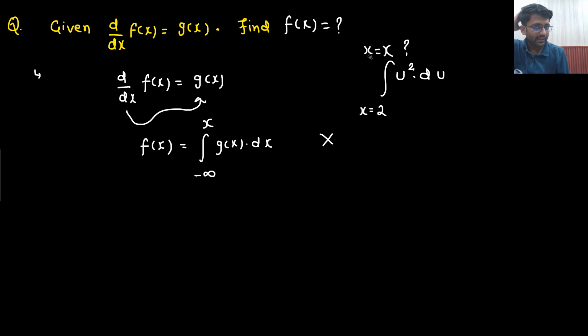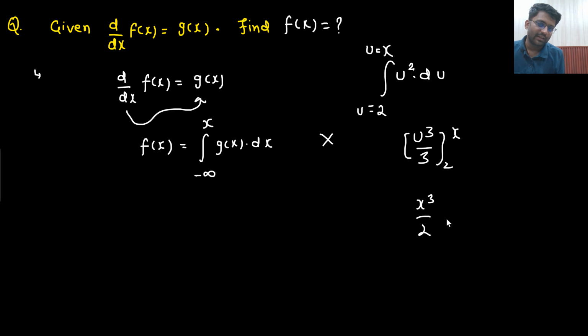That you need to integrate u square with respect to u, and the limit of u is going from 2 to x. This will make sense. So now the answer I will be getting is u cube by 3 going from 2 to x. So x cube by 3 minus 2 cube by 3. This would be the answer.